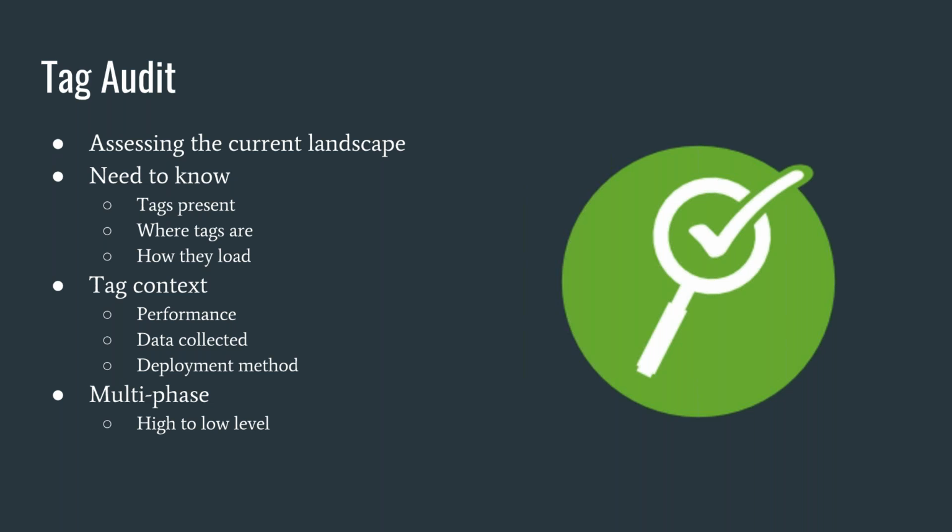So one thing I always encourage with the tag audit, go with a multi-phase approach, high to low level. By high level, that's identifying at first just overall what tags are there. Get an inventory of the tags, understand everything that's loading. For each of those, then understand where they are. Is it something that's only on a couple of my landing pages, or is it something that's across the entire site? And then how is it getting here? Is it loading through the source, through my tag management system, or piggybacking off of another tag?